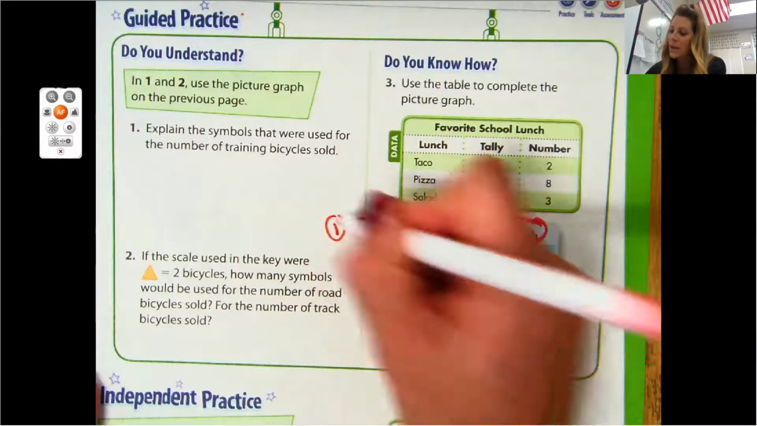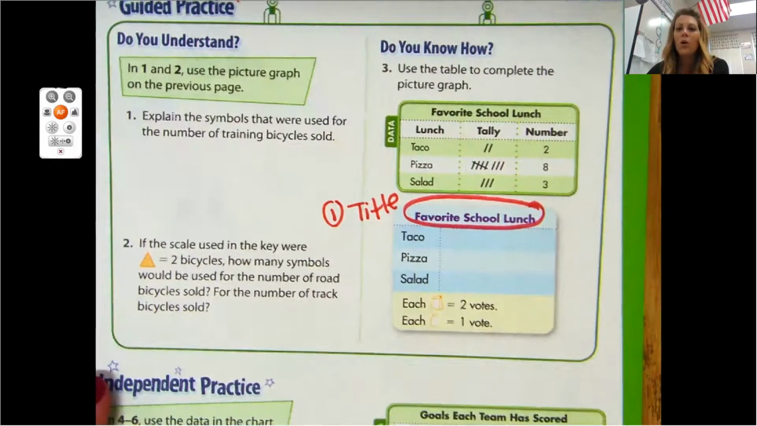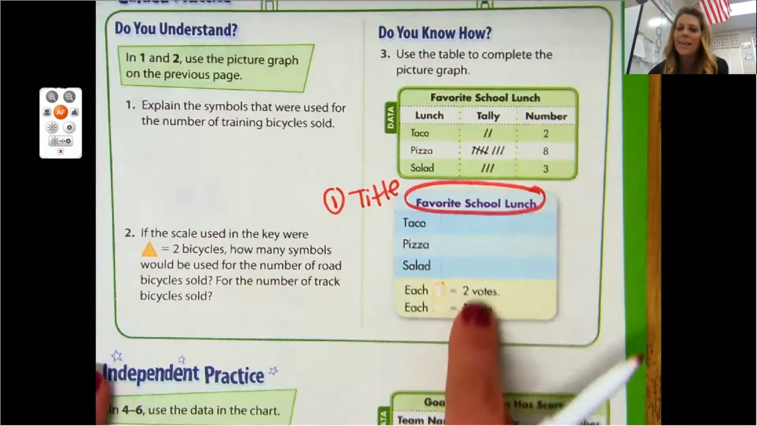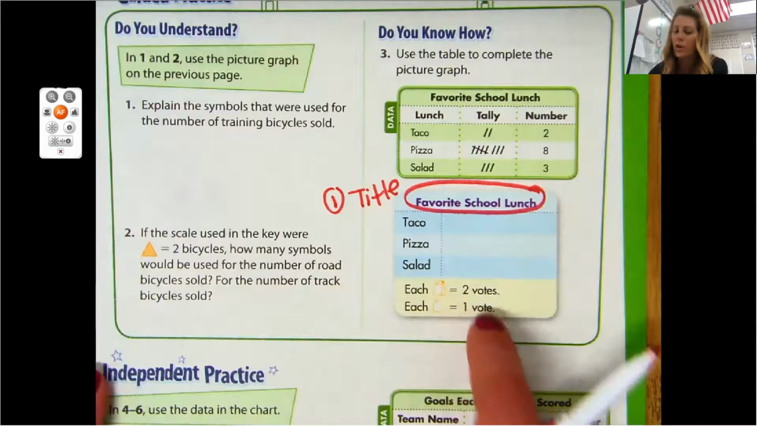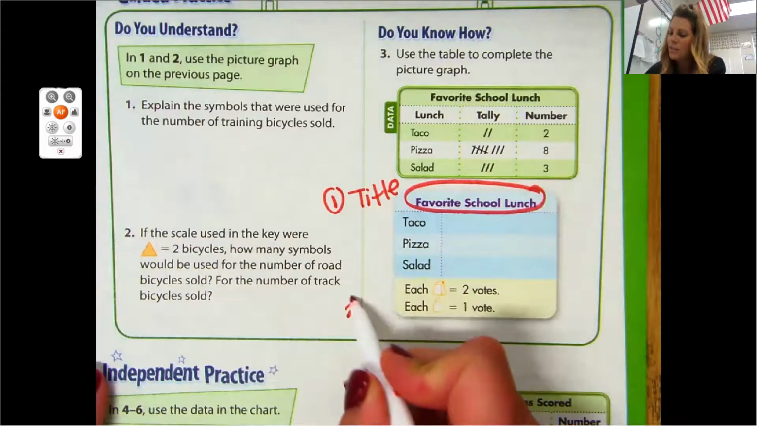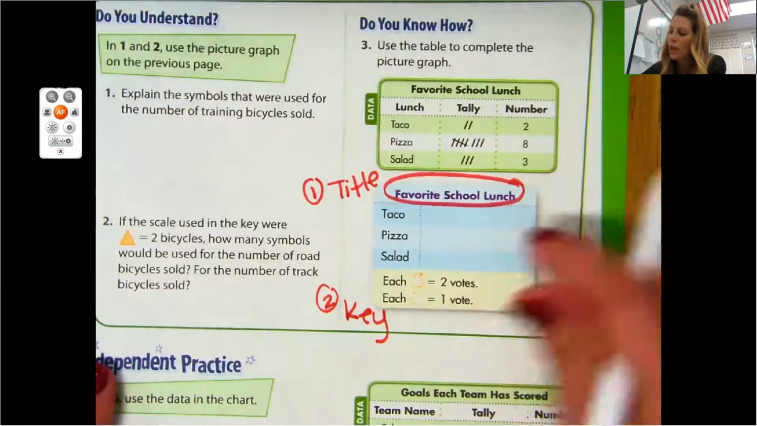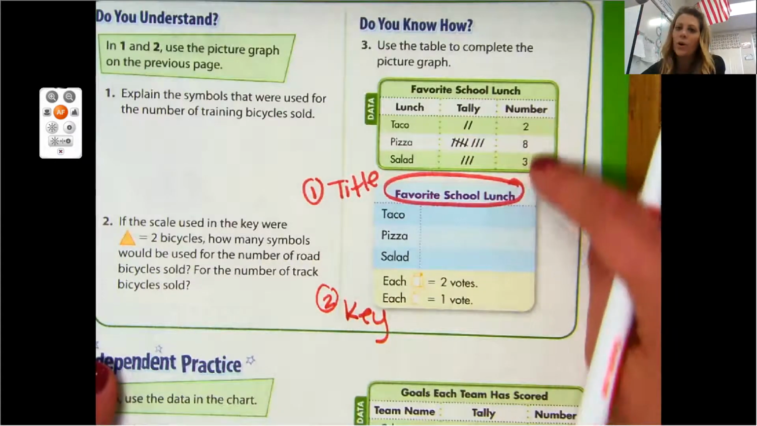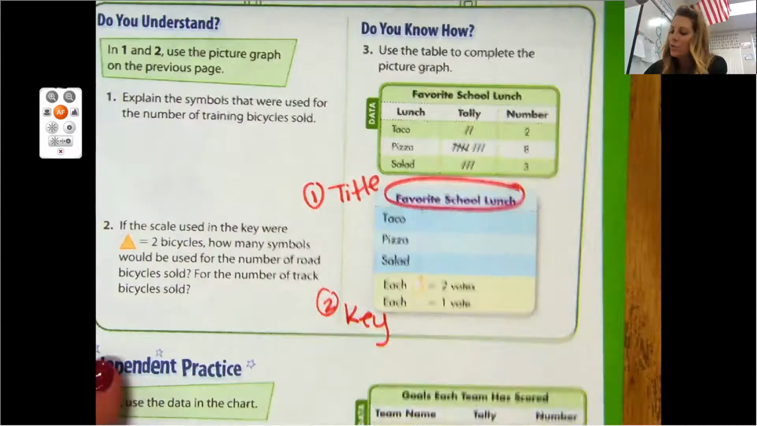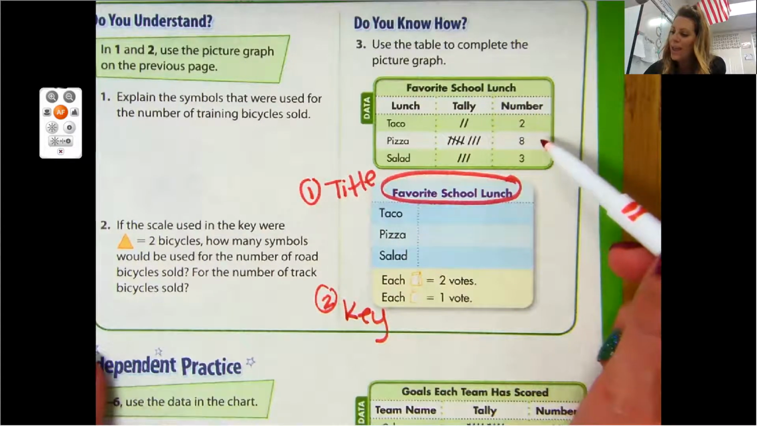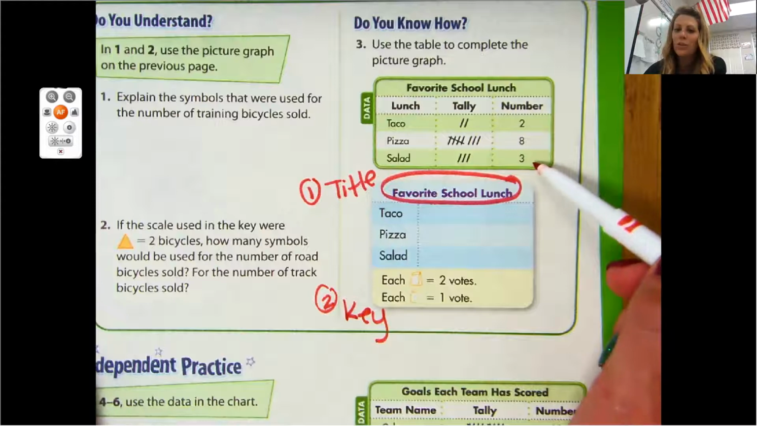Okay, that's step number 1. We also want to come up with a key. Now they did this part for us, okay? So our step 2 is that we want to come up with a key that's going to help represent our tallies, our data. So they've got the numbers 2, 8, and 3.